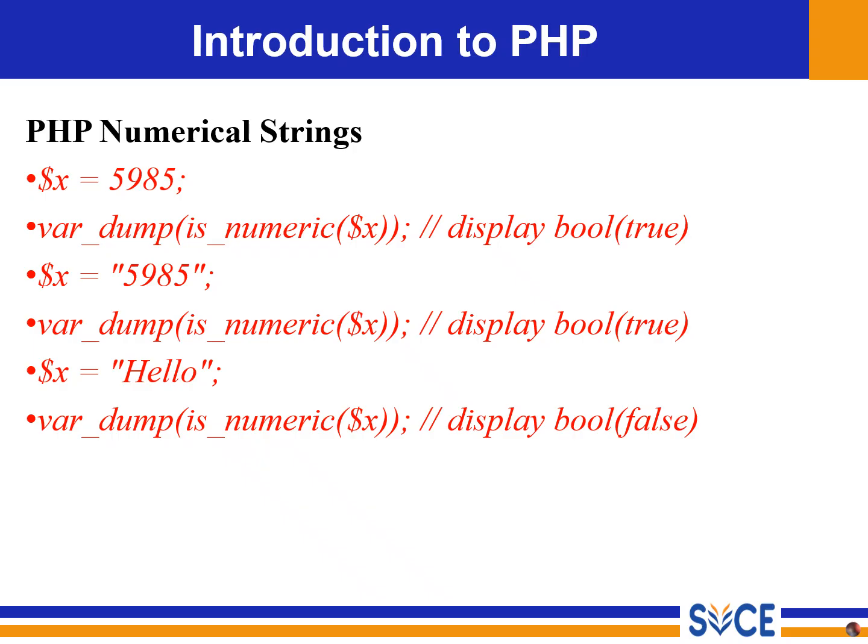In the third example, we assign the string "hello" to $x. This is not a number and it does not represent one either. So, is_numeric correctly returns false. Therefore, is_numeric is great for checking if a value is either a number or something that looks like one. It's especially useful for input validation or type checking.